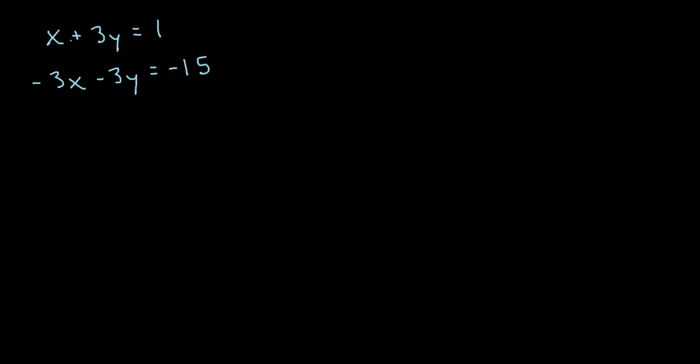So to solve for x, we just need to subtract a 3y from each side. So we'll get x is equal to 1 minus 3y. So we solve for x very easily. Now we can just substitute this into this second equation. So we'll get negative 3 times x. So we said x is 1 minus 3y. And then we have minus 3y is equal to negative 15.